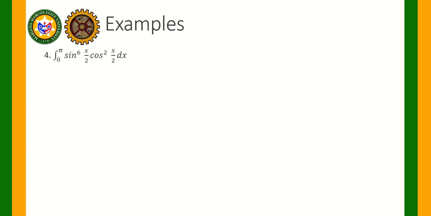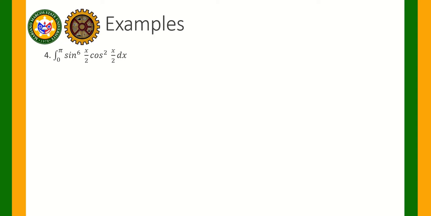Okay, so we are still discussing Wallis' formula. So for example number 4, nag-iba na yung limits natin. Instead of 0 to pi over 2, naging 0 to pi. Okay, so what do we do?